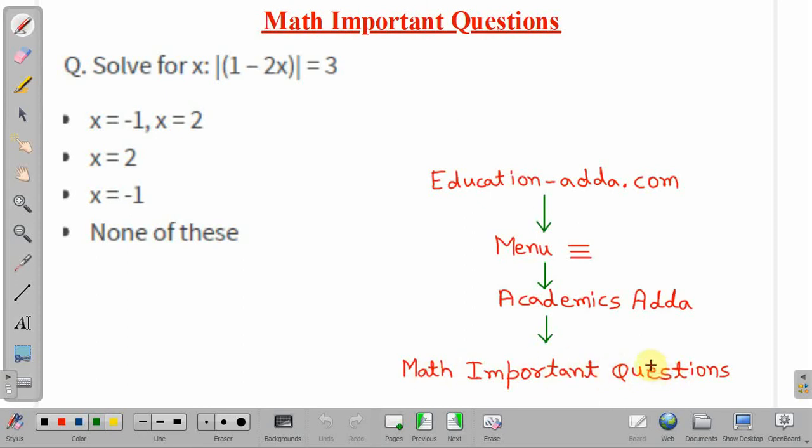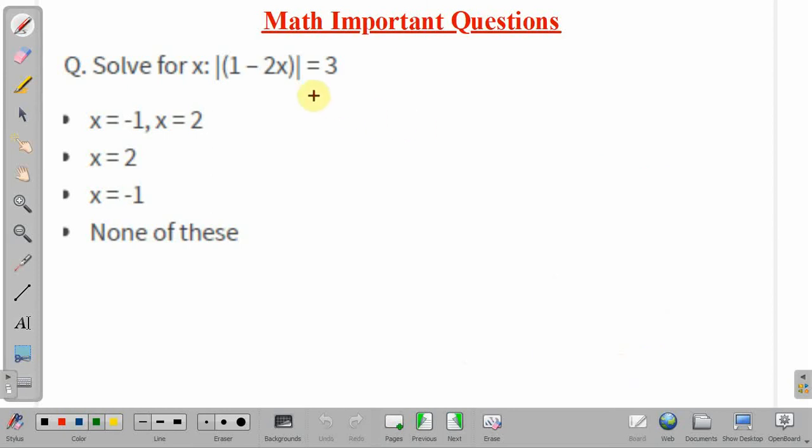So coming back to the problem, what is given? One absolute value function is given, and we have to find the value of x satisfying this equation. Here it is given as the absolute value of 1 minus 2x equal to 3. What will be the value of x? We have to solve for x.